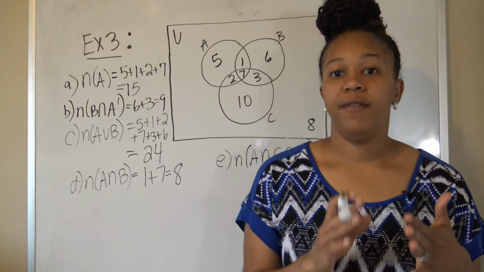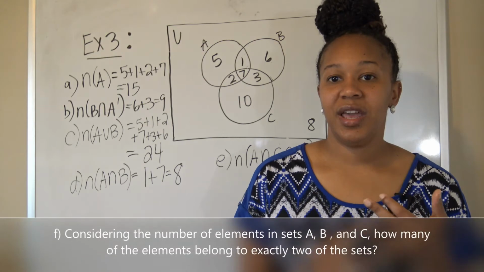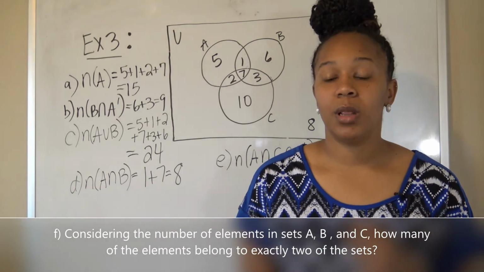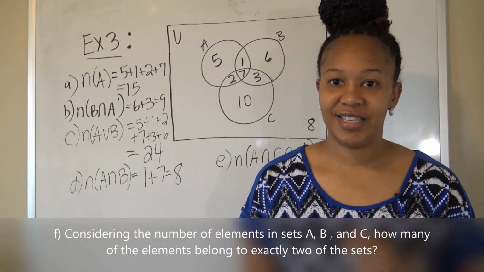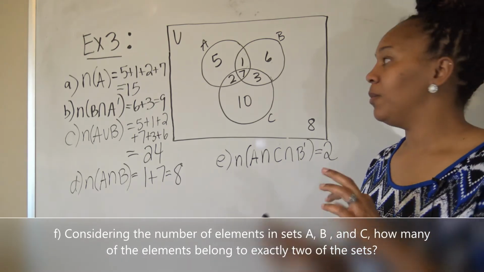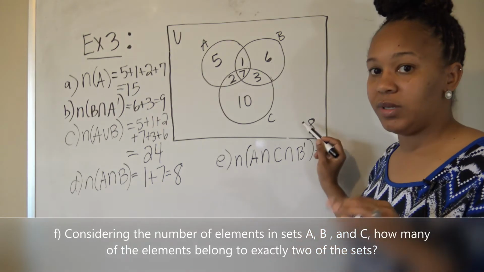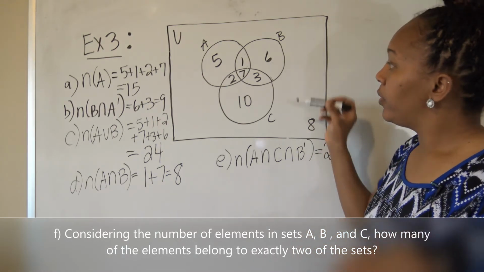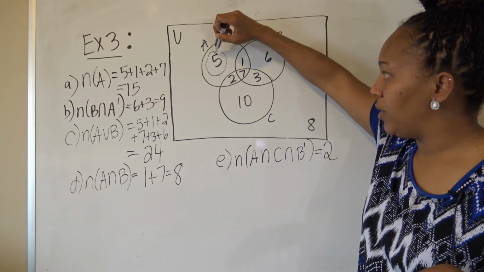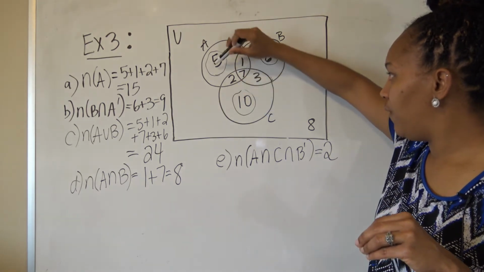All right, for the very last part, it says, considering the number of elements in sets A, B, and C, how many of these elements belong to exactly 2 of the sets? So let's talk about how many elements belong to each set. When you start out here in this outer region, that means these elements belong to none of the sets. When you get to this region right here, that means these elements only belong to one set because they're only in the A. So these are the ones that belong to only one set, the 5, the 6, and the 10.